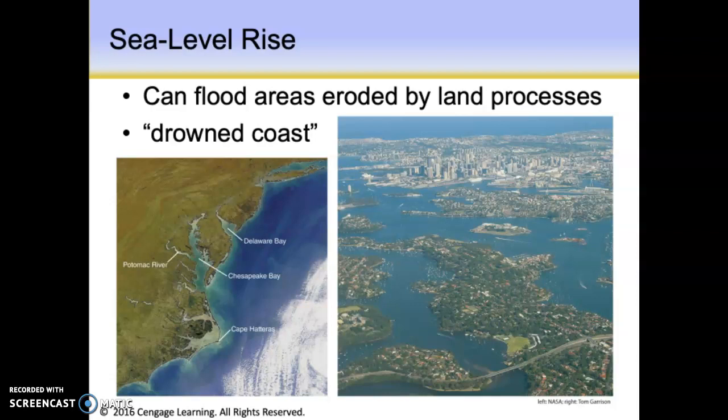types of erosional processes. And so these drowned coastlines, you can see the east coast of the United States on the left-hand photo, and you can see Sydney Harbor in Australia on the right-hand photo. Those are both examples of places that had been extensively eroded by rivers and then flooded by rising sea level.